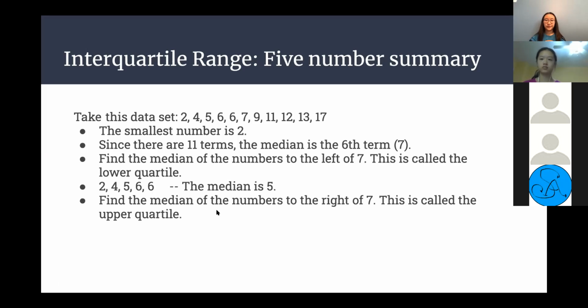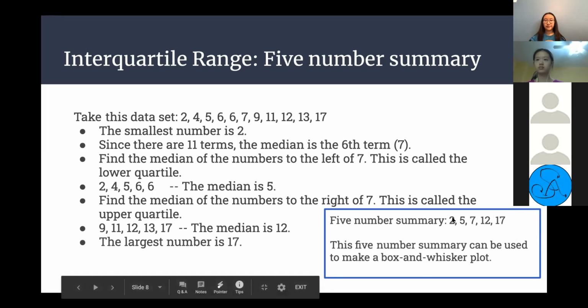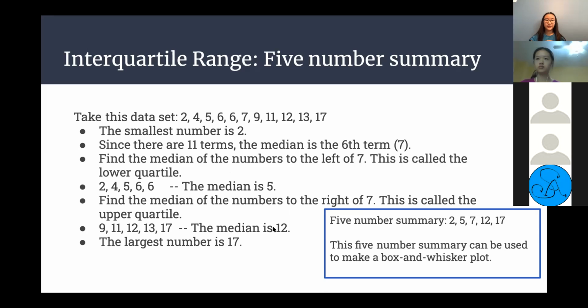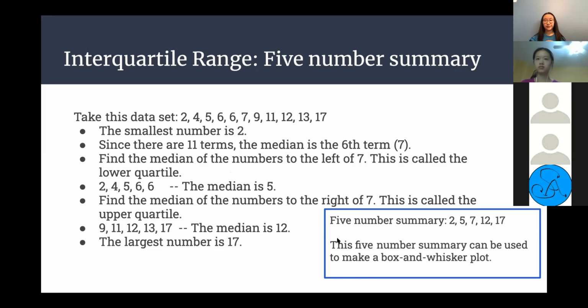Then you find the median of the numbers above 7, which is the upper quartile. And in this case, that would be equal to 12. And then finally, you take the largest number, which would be 17. So the 5-number summary would be 2, 5, 7, 12, and 17. And you use that to make a box and whisker plot.